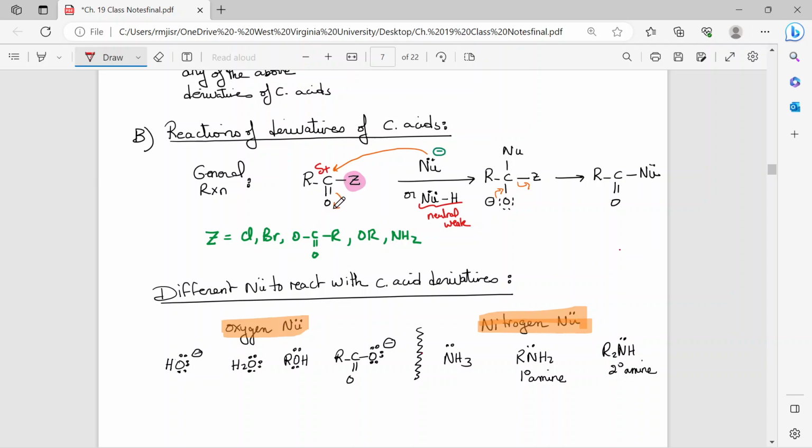In all the cases, Z is a very good leaving group. So each of the derivatives of the carboxylic acid will have a leaving group in there. So when you do resonance and you close back the carbonyl, the Z has to leave. So what you have done over here is that you have substituted Z by the nucleophile.